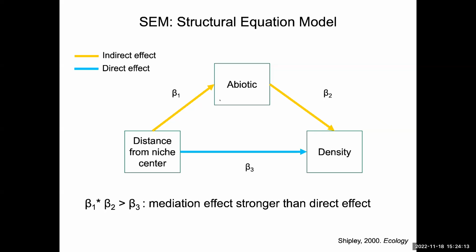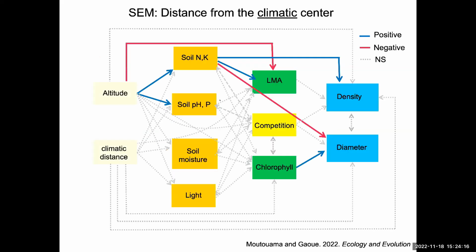So we used this, and we found that there is no relationship between climatic distance and species density. As you can see, the dashed line here represents the relationship for which we failed to find a significant relationship. So climatic distance did not affect species density, and abiotic factors such as soil nitrogen, soil pH, soil moisture, and light did not decrease from center to periphery either. As you can see, there is no effect of climatic distance on these variables.